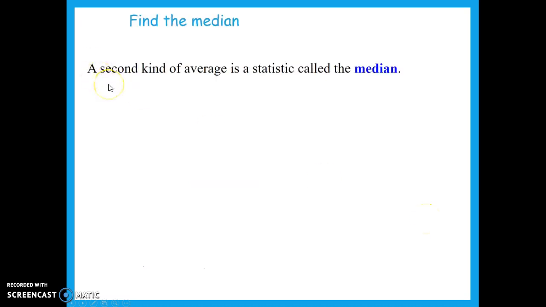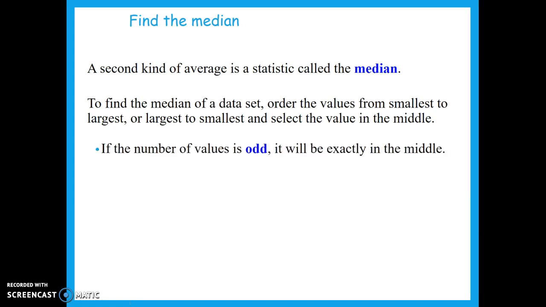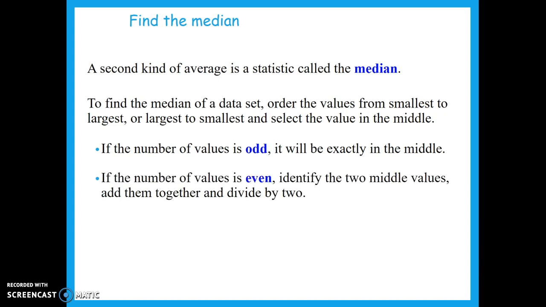The second kind of average for a statistic is a median. To find the median, we want to order the values from smallest to largest and then select the middle value. If we have an odd number of data values, the middle is an exact number. If we have an even number, we need to find the 2 middle values and average those together. So we would add them together and divide by 2, and that value would be our median.